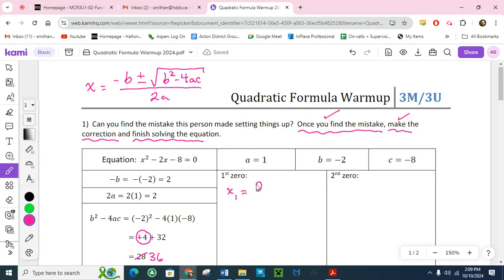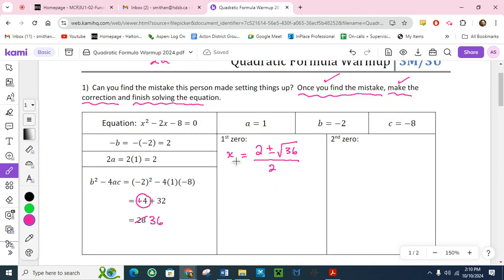So we got our -b, which is 2, plus or minus root of 36, which is a nice round number, and divide that by 2. Oh, we use plus in the one, we use minus in the other. Excuse me.